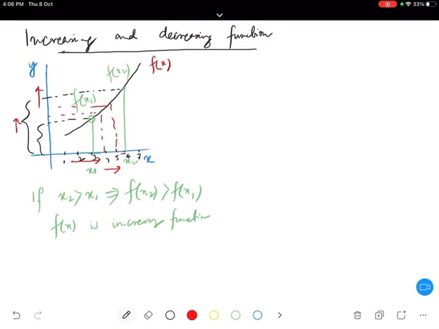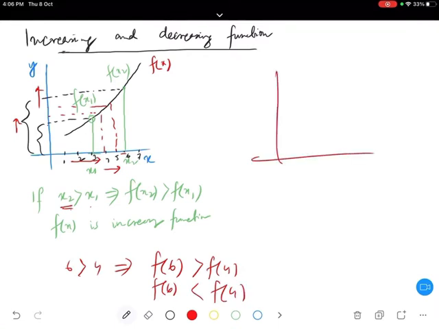So if I take any right hand side value x2, if x2 is greater than x1, if I take a point 6, 6 is greater than 4, if this implies that f(6) is greater than f(4), then we can say it's an increasing function. But 6 is greater than 4, and I see that f(6) is less than f(4). Suppose my function looks like this. If this is 4, this is 6. लेकिन मेरा फंक्शन ऐसे दिखता है, पर इसके लिए मैं इंक्रीजिंग फंक्शन नहीं बोल सकता.